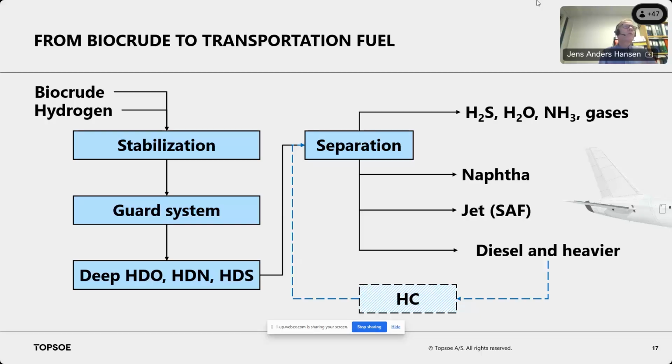So what we have done when we convert this type of biocrude to transportation fuel is that we first have to stabilize the feedstock. That was also mentioned by Daniele, that stabilization is needed, low temperature stabilization. Then we have to use a catalyst system, so we remove the contaminants. And then when we have removed the contaminants, then you can really start removing oxygen, nitrogen, and sulfur down to a very low level.